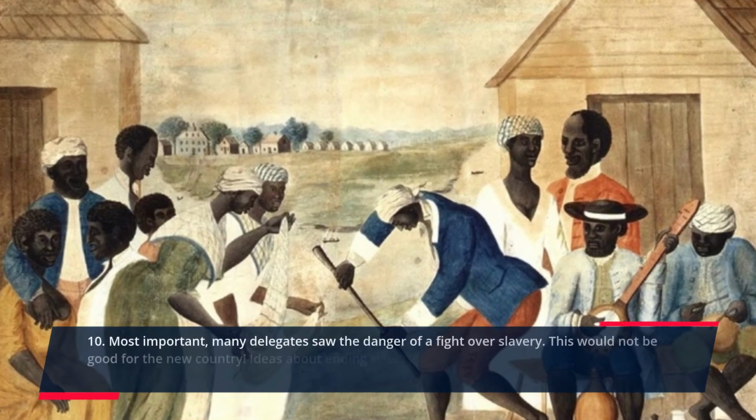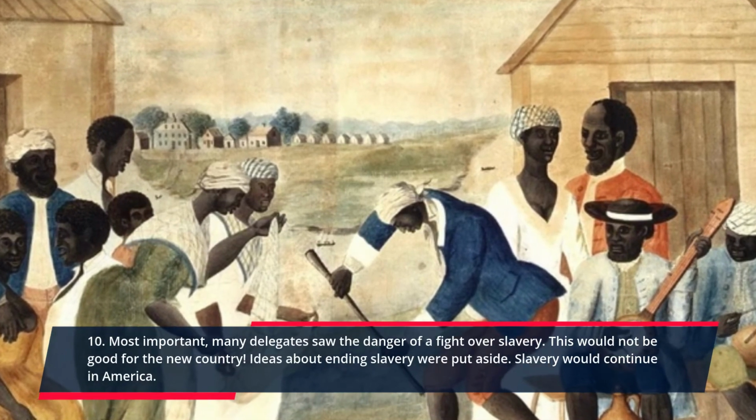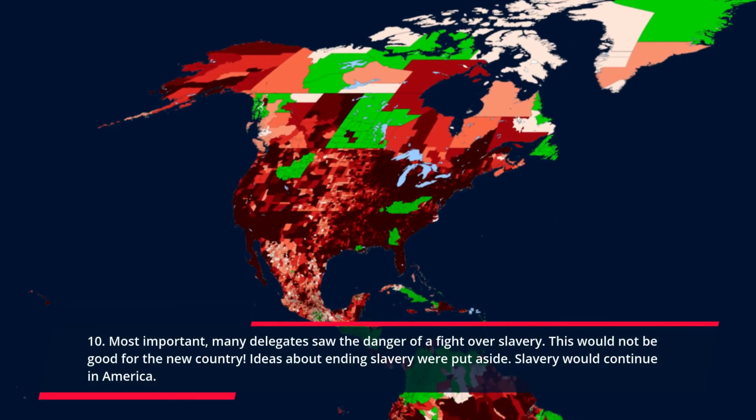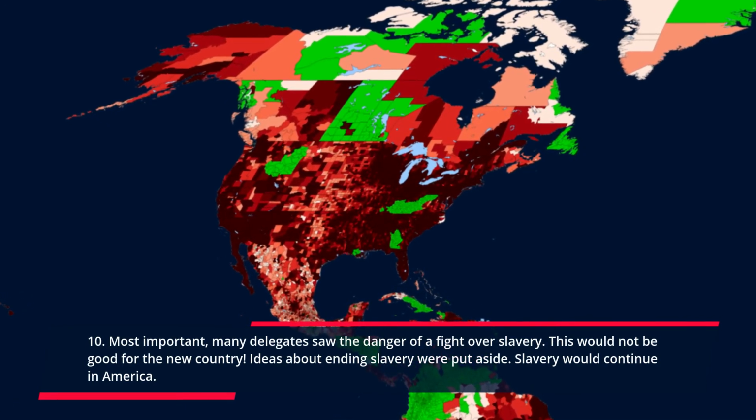10. Most important, many delegates saw the danger of a fight over slavery. This would not be good for the new country. Ideas about ending slavery were put aside. Slavery would continue in America.